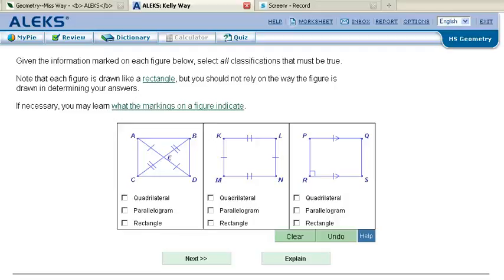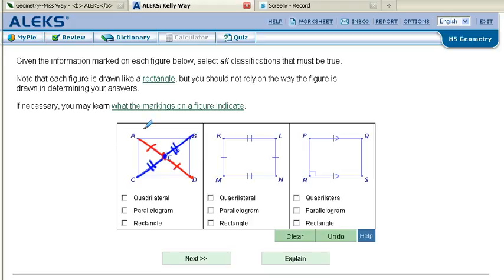Classifying quadrilaterals, advanced problem. Taking a look at A, we notice that these two hatch marks mean A to E and E to D are congruent, which forces E to be a midpoint going that direction. And we notice these hatch marks, which make C to E congruent to E to B, which makes it a midpoint going that direction as well.